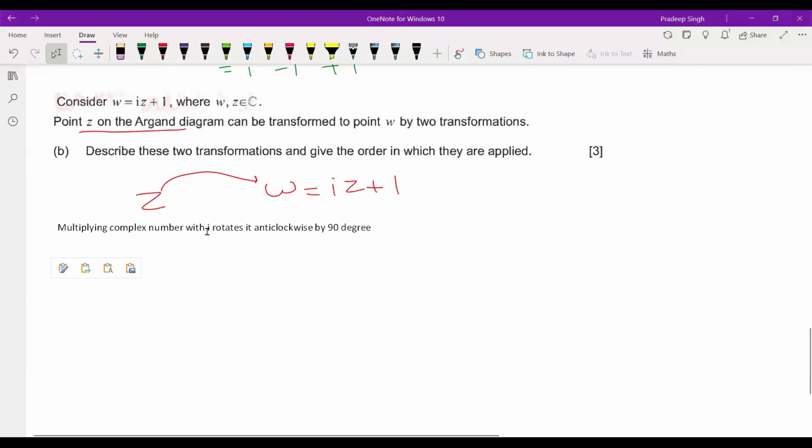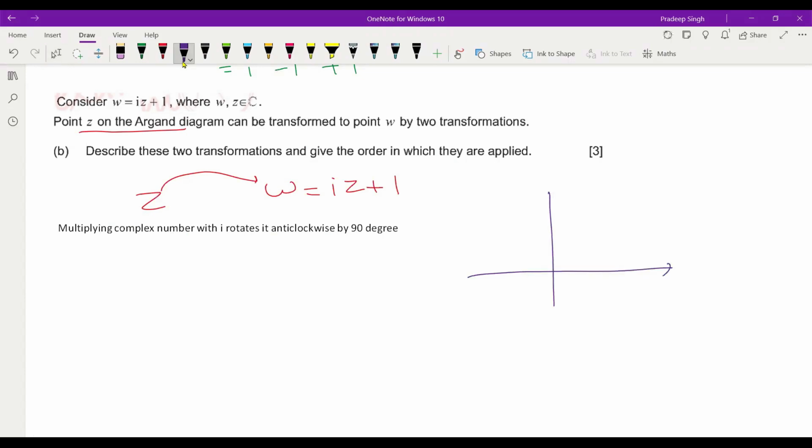So the logic, which you need to remember as a concept, is that multiplying a complex number with I rotates it anti-clockwise by 90 degrees. Let's understand that using a diagram. If you have a complex number in the first quadrant, and you multiply that with I, the complex number will rotate itself by 90 degrees. As you can see, IZ is in the second quadrant in this case because it has rotated by 90 degrees anti-clockwise.